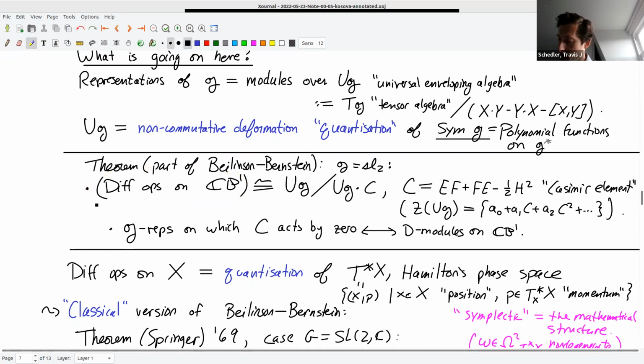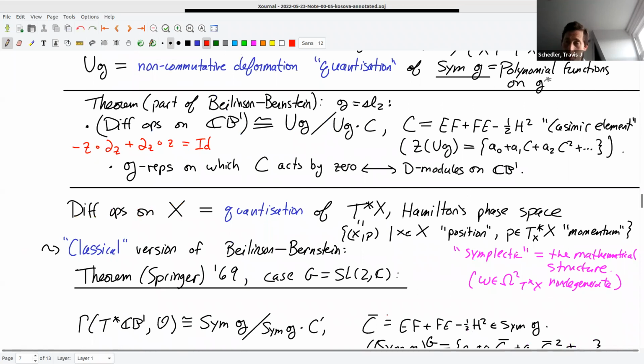Why do I say non-commutative? It's because multiplication by Z and differentiation don't commute with each other, right? So if you differentiate and multiply by Z and then subtract the other order, you get the identity, maybe minus identity, so like that. This fact that they don't commute is basically the Heisenberg uncertainty principle, saying that one of these is like the position operator in quantum mechanics and one is like the momentum operator.